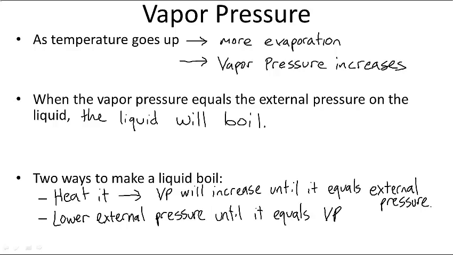And in fact, whenever you buy a box of pasta, it might have high altitude cooking directions on the side. If you live in Denver or Albuquerque or Mexico City or some city that's at altitude, the external pressure is lower. And what happens is the boiling point is lower. So if you want to cook pasta at altitude, you're going to have to boil it longer because it's at a lower temperature.